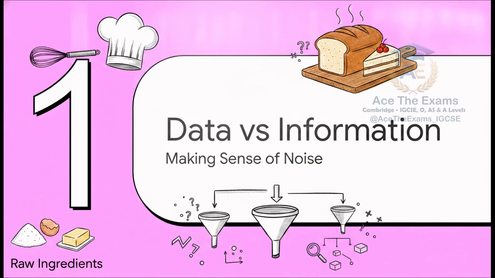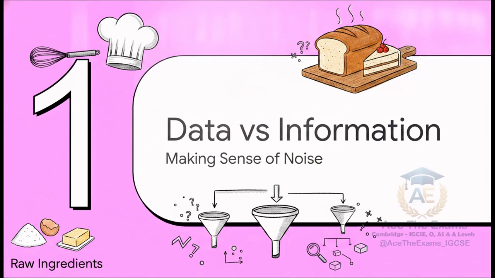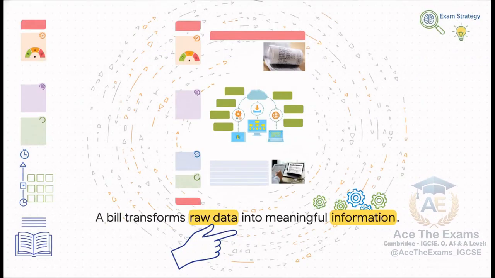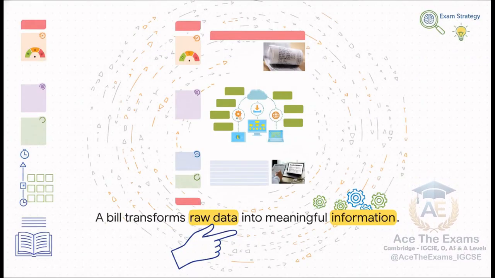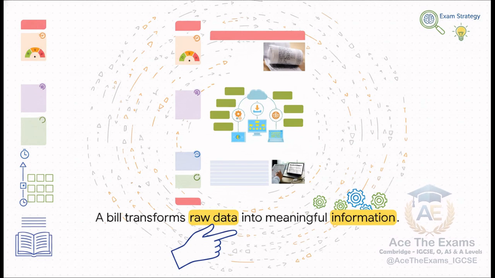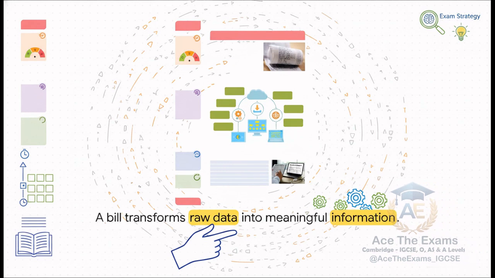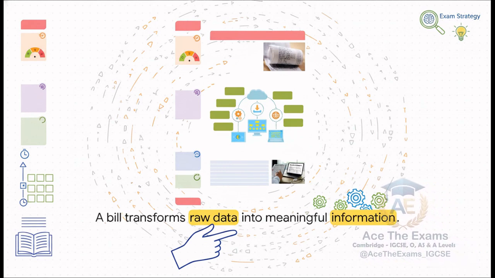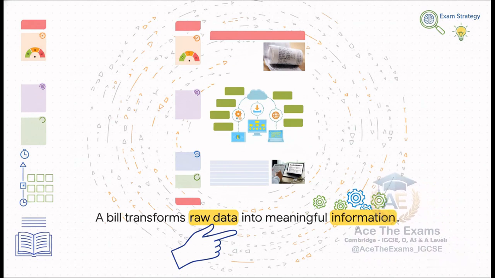Okay, section 1, data versus information. It's time to separate the raw ingredients from the final baked product. Imagine you're holding a standard supermarket receipt. Without any context, the numbers and letters on there are just data. They are raw, totally unprocessed facts. A string of digits like 2.89 or 2.65 means absolutely nothing on its own.